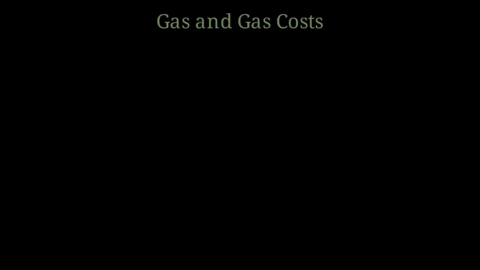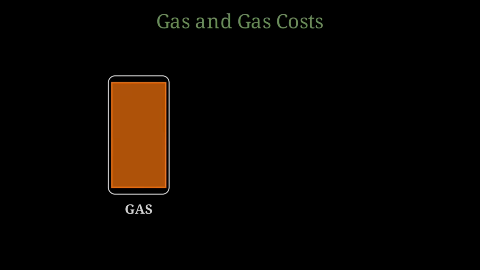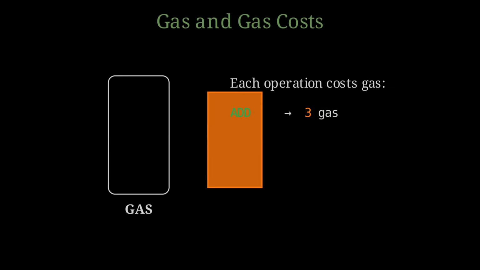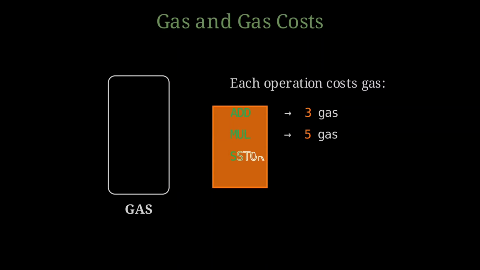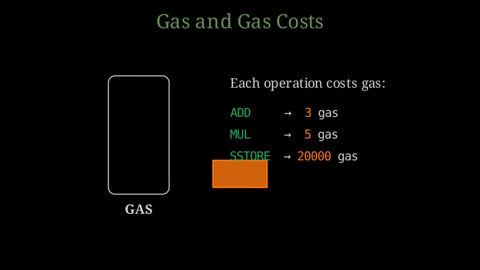Now, you can't talk about the EVM without talking about gas. In the real world, you need gas to run a car. In Ethereum, you need gas to run a smart contract. Every operation the EVM performs costs gas. A simple addition, 3 gas. A multiplication, 5 gas. But storing data to the blockchain, 20,000 gas.